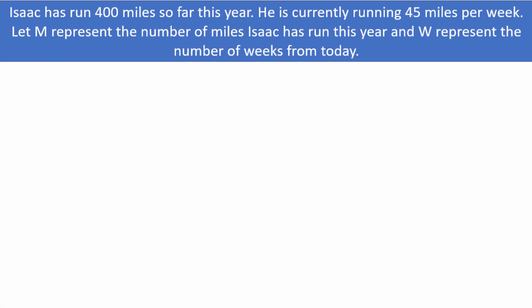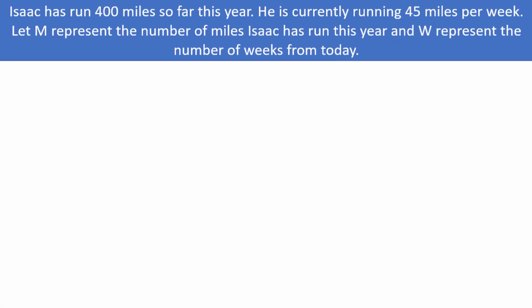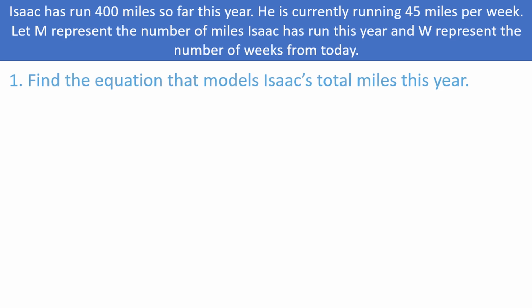Let's try one more example. Isaac has run 400 miles so far this year. He is currently running 45 miles per week. Let m represent the number of miles Isaac has run this year, and w represent the number of weeks from today. Let's find an equation to model the number of miles m that Isaac has run this year, w weeks from today, assuming he keeps up his current weekly miles.